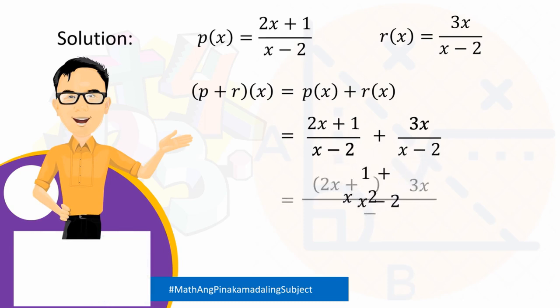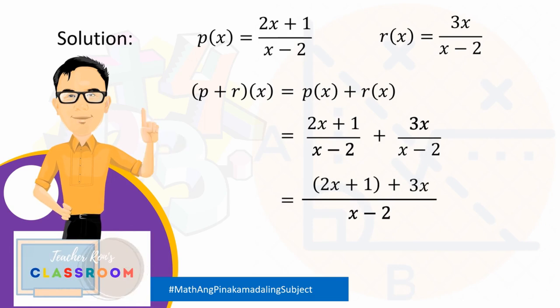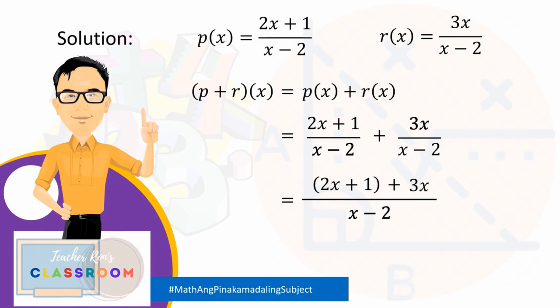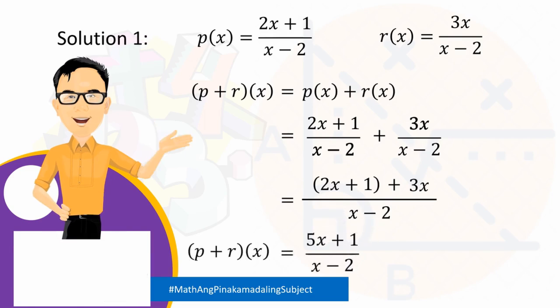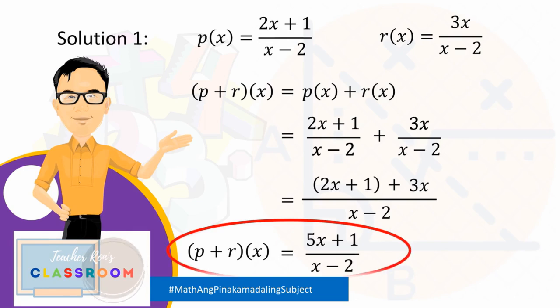Since we have a common denominator, we just copy that and add the numerators. So we have 2x plus 1 plus 3x. 2x plus 3x equals 5x. Then we have plus 1. Therefore, p plus r of x equals 5x plus 1 over x minus 2.